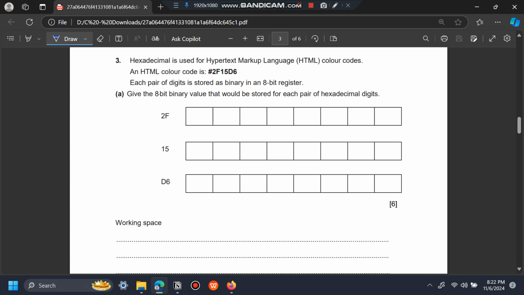Hexadecimal is used for HTML color codes. In an HTML color code, each pair of digits is stored as binary in an 8-digit bit register. Give the 8-bit binary value that would be stored for each pair of hexadecimal digits.